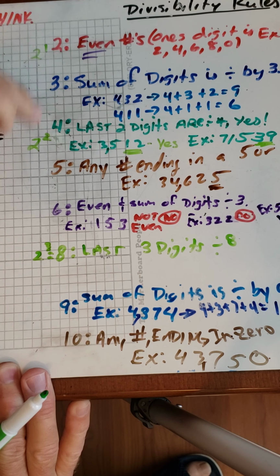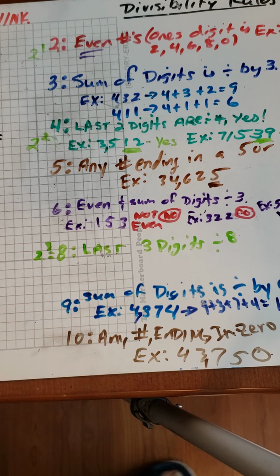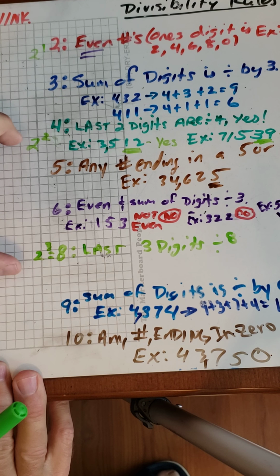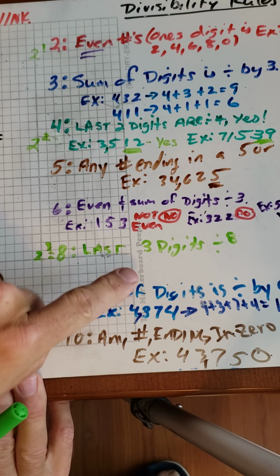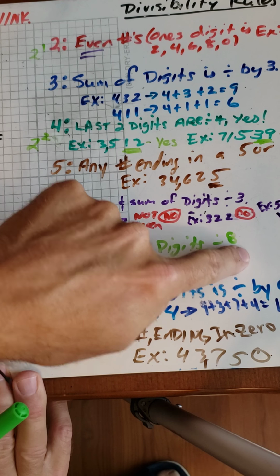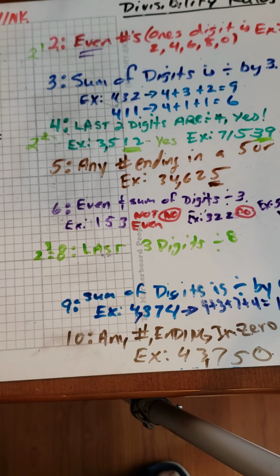So this red one actually could be kind of greenish. I didn't have a color though that would blend with both of those. So that's why I have that one red. But these are the key things here. If the last three digits are divisible by 8, then the whole thing is divisible by 8. So let me give an example of that.